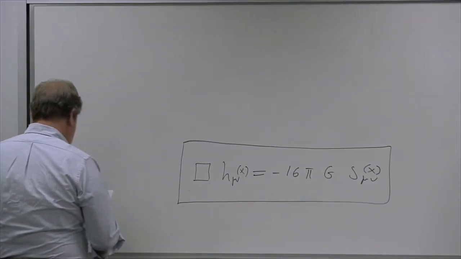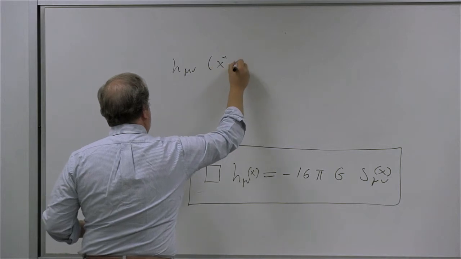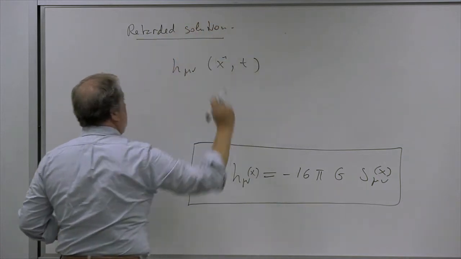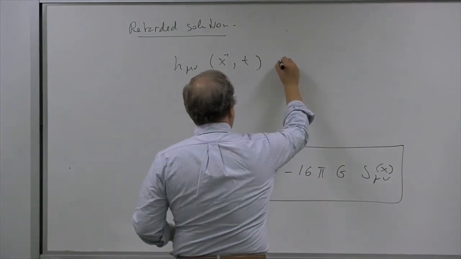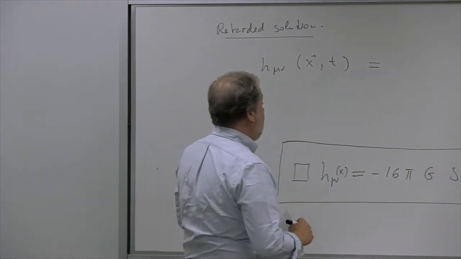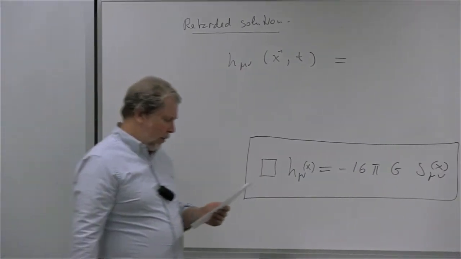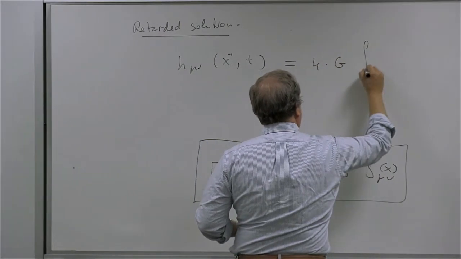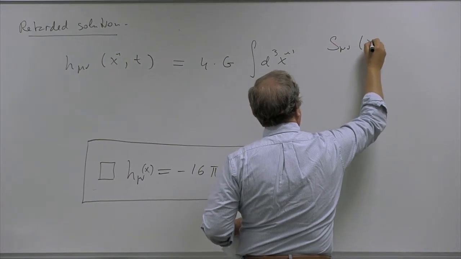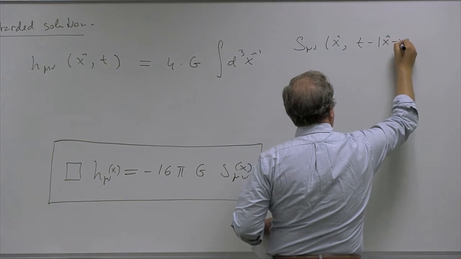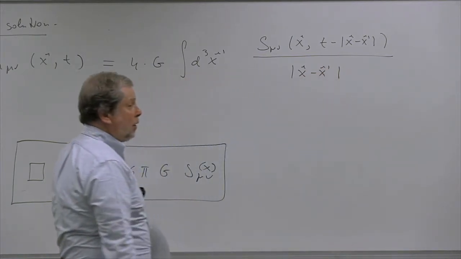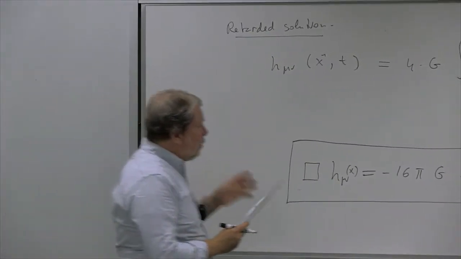So in this case, we have the same thing. So we have that h mu nu, and you can write it in terms of a retarded solution. The retarded solution is that h mu nu of x and t. So we use the fact that the Fourier transform of 1 over r is 4 pi over k squared. You can do that by Fourier transforms very easily, and that gets rid of the pi here when you invert that. And so this is just 4 times G times the integral in d3x prime of the source term, the S mu nu of x prime, evaluated at t minus |x minus x prime|, and then divided by |x minus x prime|. And so that provides the general solution to this problem.